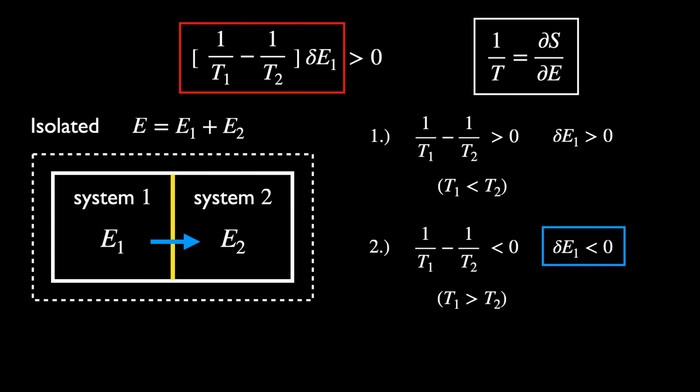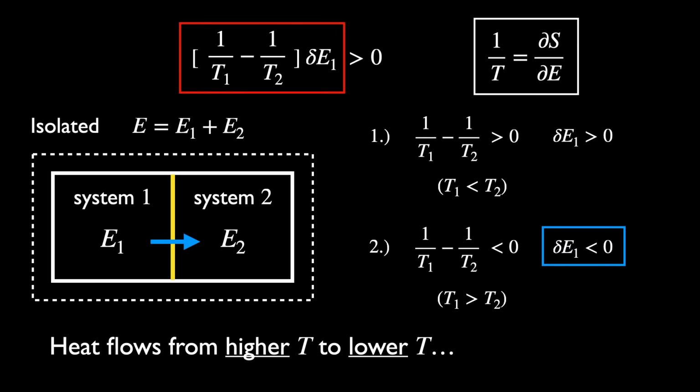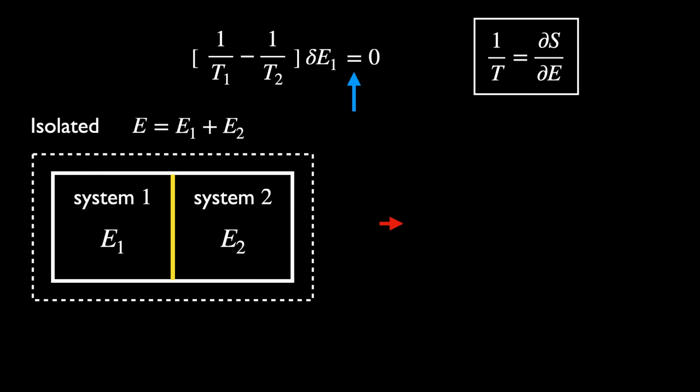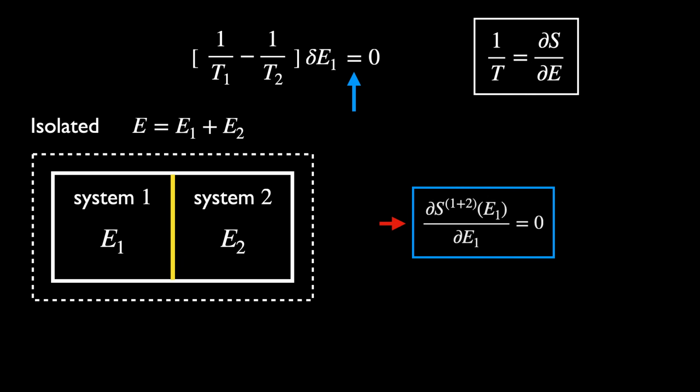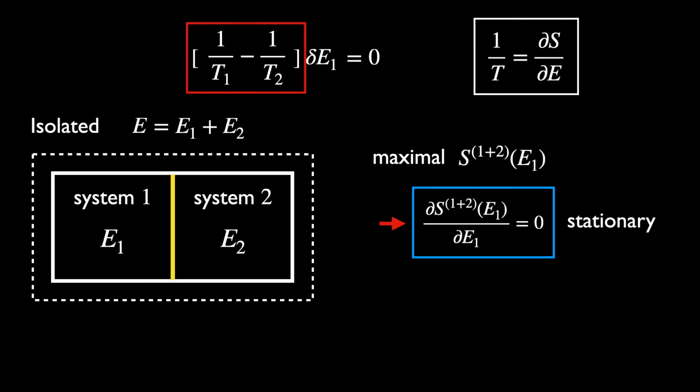Thus we see that for both cases, with our definition of temperature, we get the expected result. Heat flows from higher T to lower T. The net flow of energy stops when this becomes an equality. This is the stationary point where the entropy of the joint system reaches its maximum value, and this occurs when the temperature of both systems are equal.